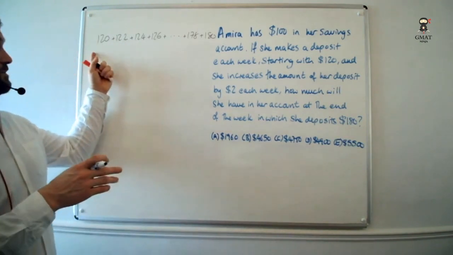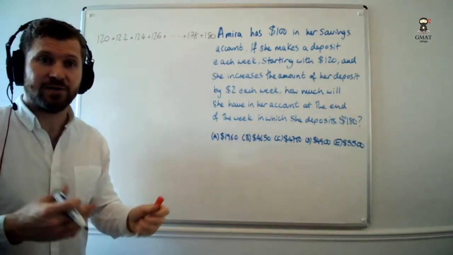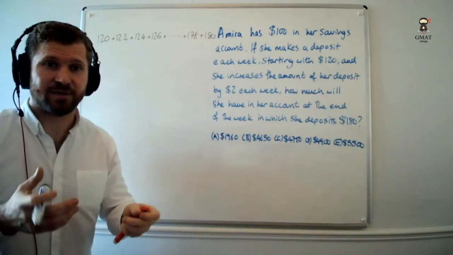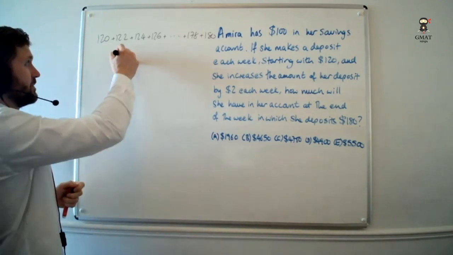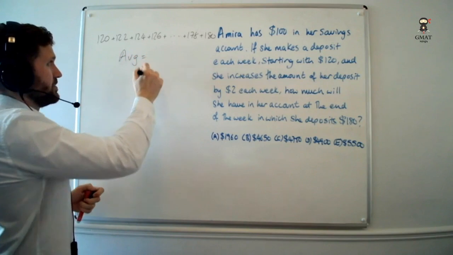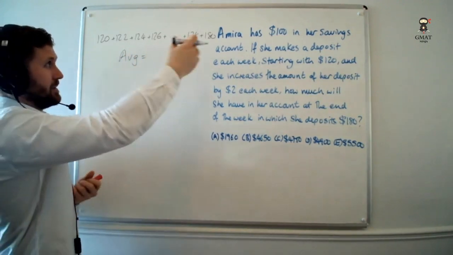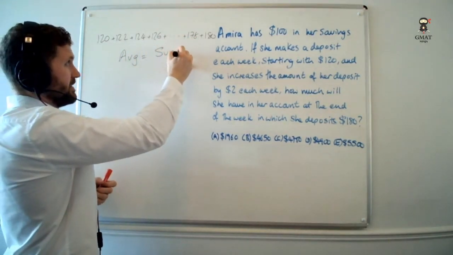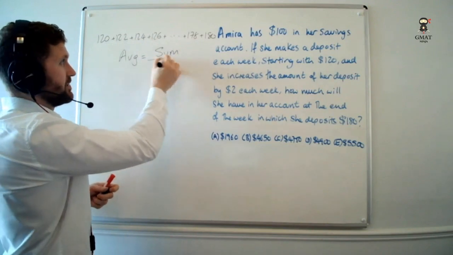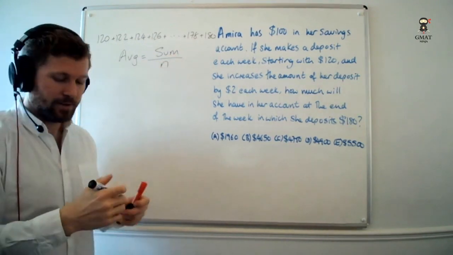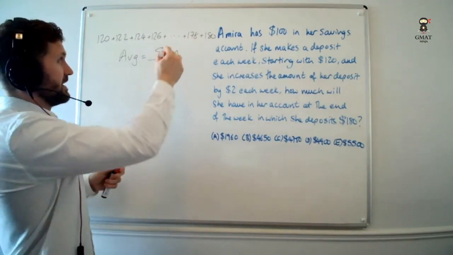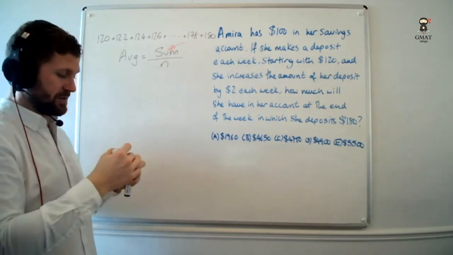Now, if I looked at this and just asked you to find the average, again, being a bit hand wavy, asked you to find the mean, what would you do? Well, most likely you say, well, I'm just going to add up that list of numbers. I'm going to find the sum of all the numbers from 120 to 180 and divide it by n. Well, in this case, we don't want to find the average. We actually want to find the sum.